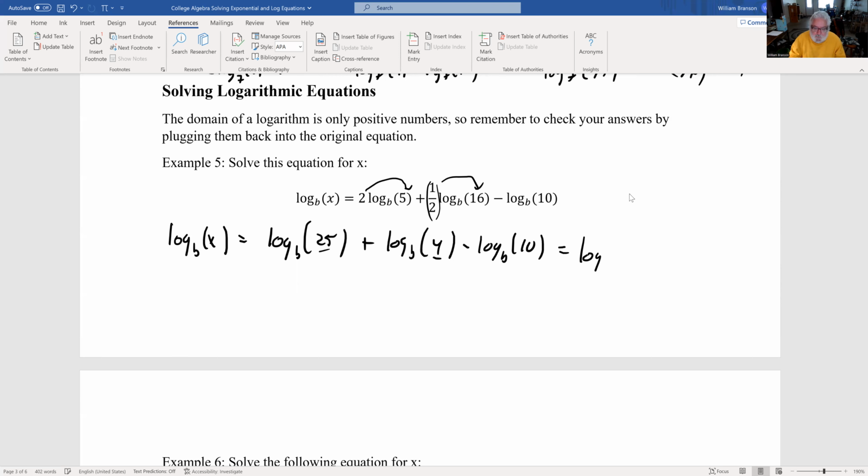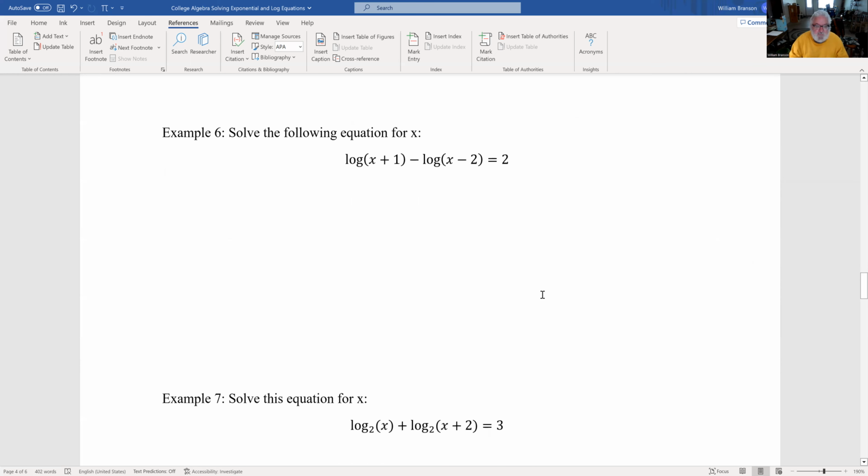So what do we have here? A plus and a minus. So I'm going to have 25 times 4 divided by 10. And that's equal to 10, because 25 times 4 is 100. So condensing this, the addition becomes a multiplication, the subtraction becomes a division, and these three logarithms tie together as one logarithm like that. So x equals 10, because if you have log of something equals log of something else with the same base, then the things inside the logarithm have to be equal to each other. So x equals 10.